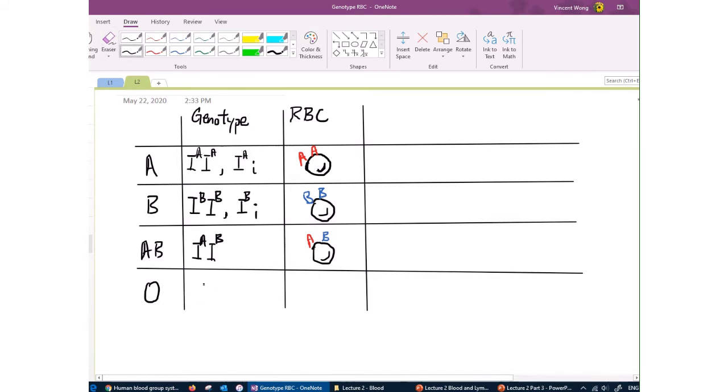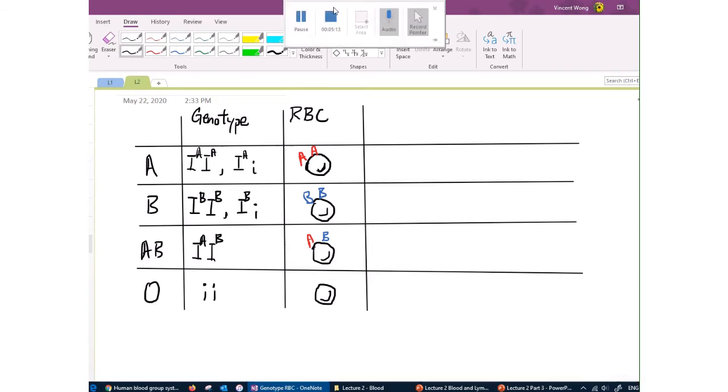Type O, your genotype would be little i, small i, and that means your RBC will have no antigen on the surface. And without any antigen on the surface, we call it a type O blood, type O. So type O is the absence of A and B.